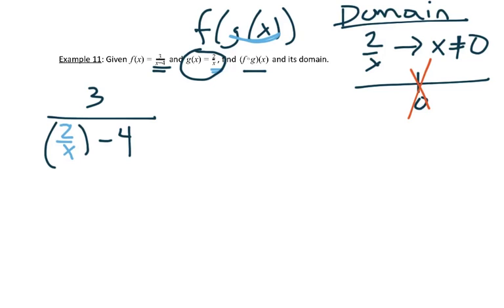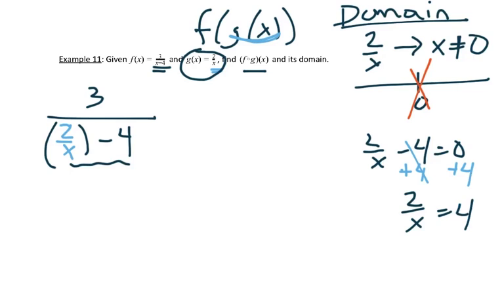And then we need to look at the denominator of our function over here, which would be 2 over x minus 4 equals 0. I would add 4 to both sides, and I get 2 over x equals 4. Multiply this side by x and that side by x to cancel it out, and I get 2 equals 4x.